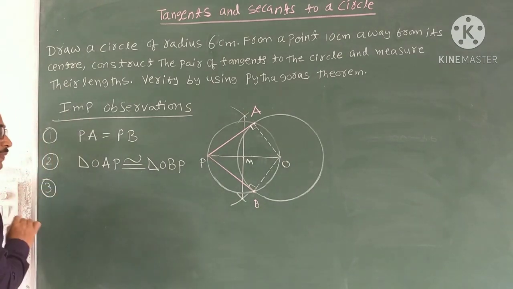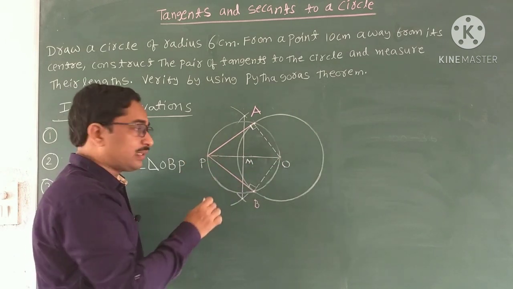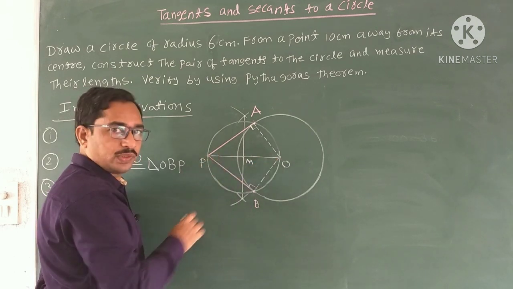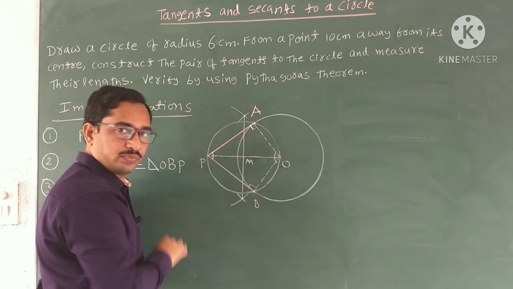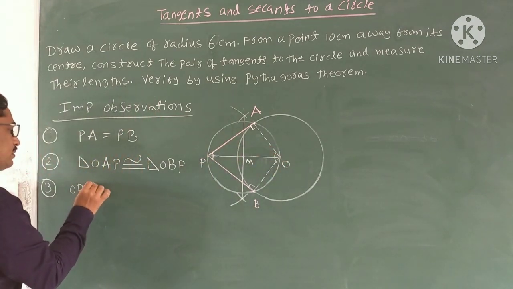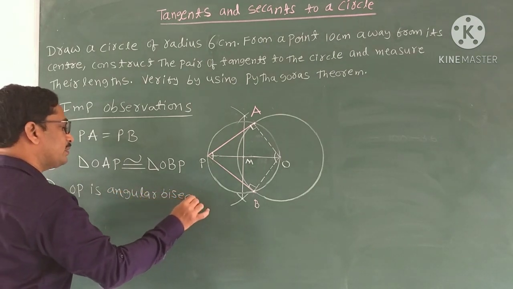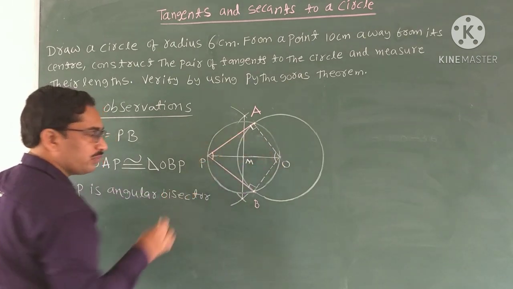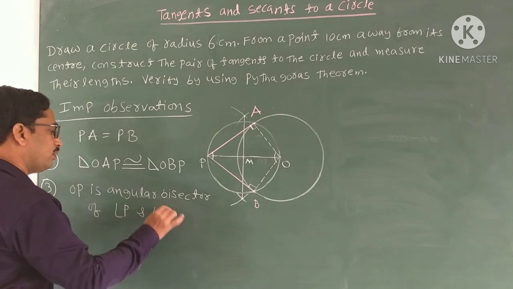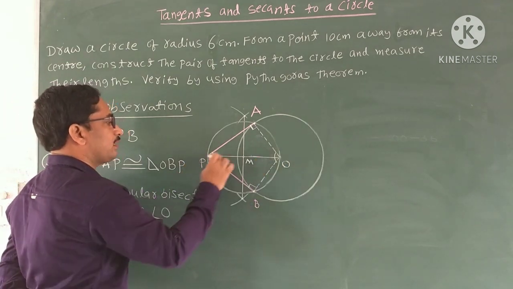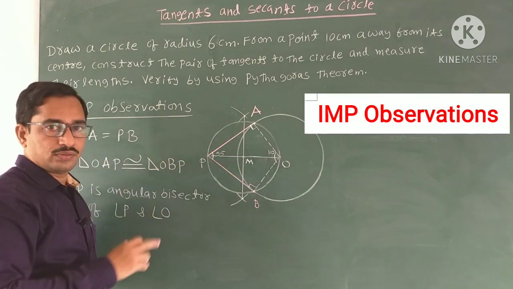Now the third one, observe the side OP is the angular bisector of angle P and angle O. OP is an angular bisector of angle P and angle O. Angular bisector means it divides the angle P and angle O exactly into two parts. It is the angular bisector of angle P and angle O. Important observations, and it is also related to exercise 9.2.